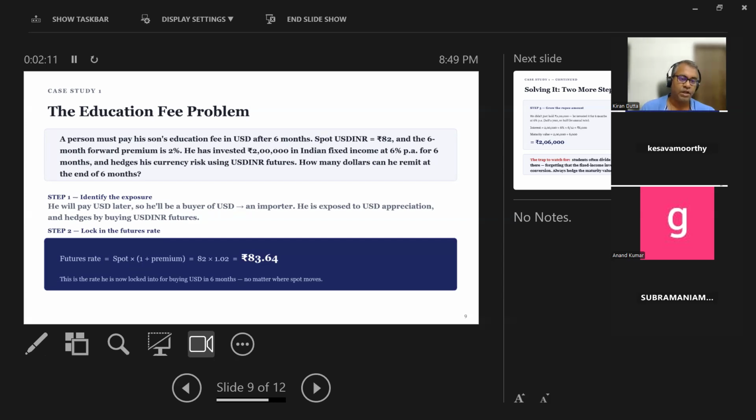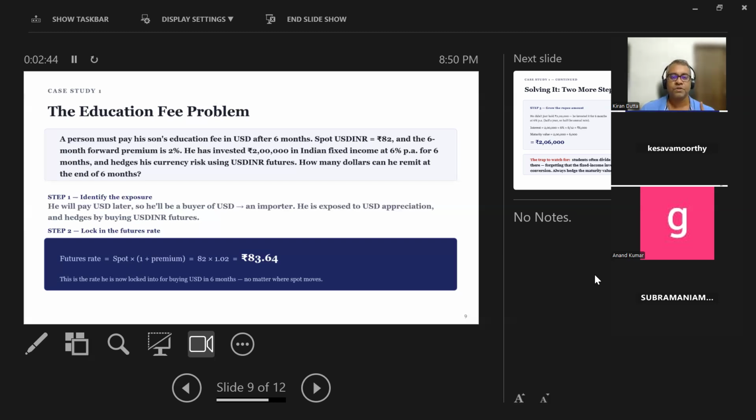Okay, what is he saying? A person must pay his son's education fee in USD after 6 months. What is the spot USD INR? 82 rupees, which means the rupee today is 82 rupees. And the 6-month forward premium is 2%. So what are they saying actually? In 6 months, the USD INR can increase by 2%.